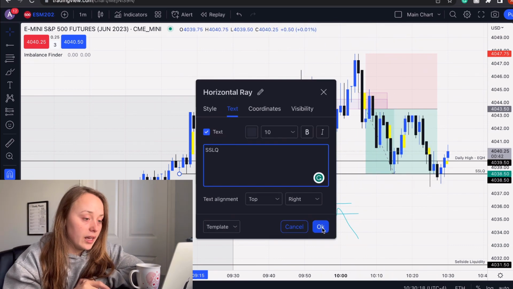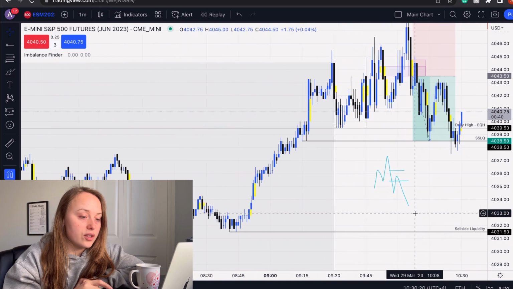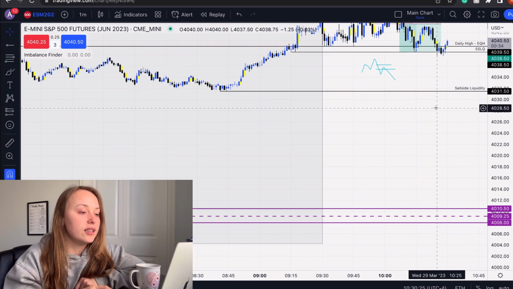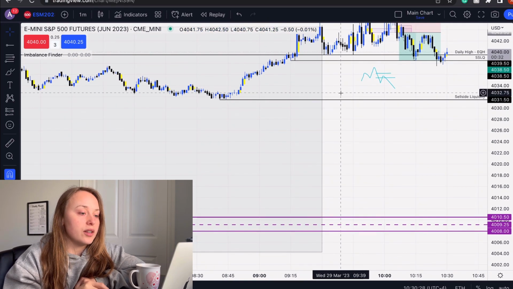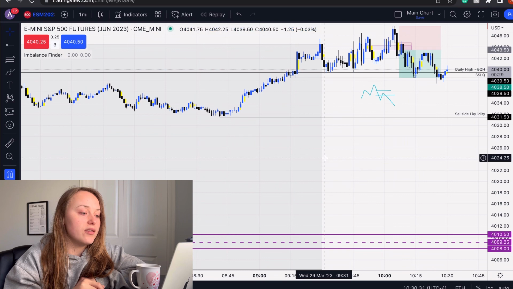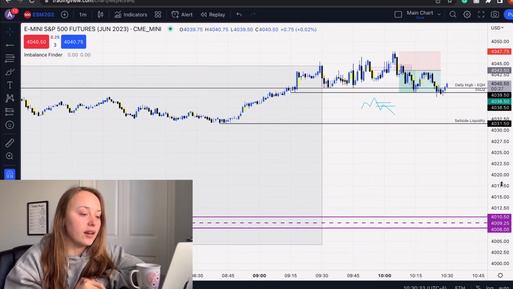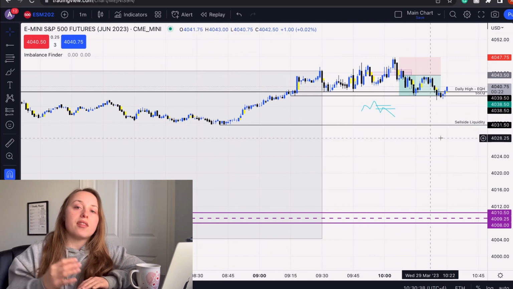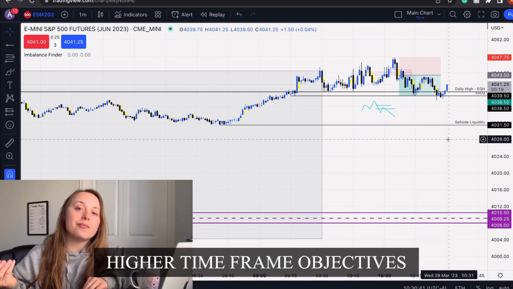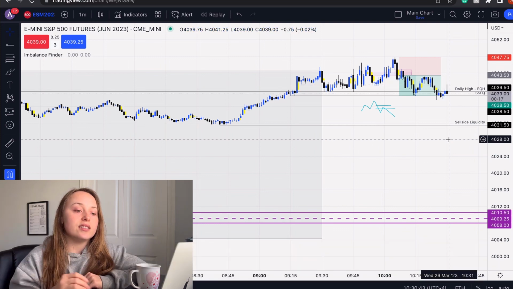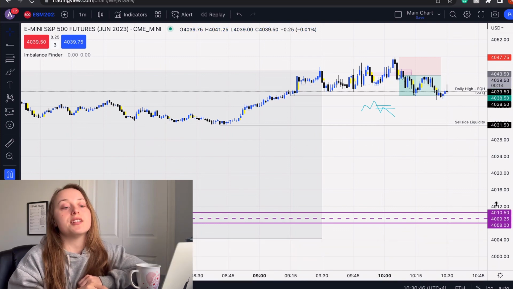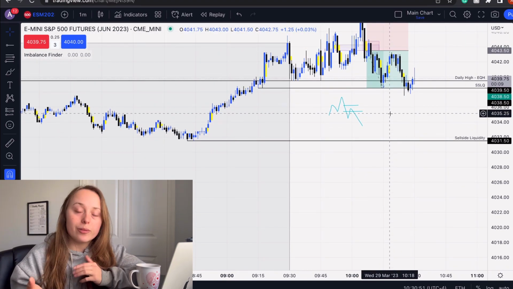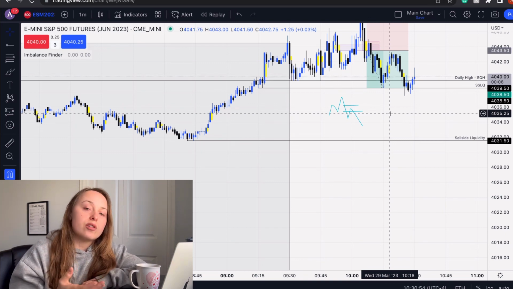target, which would be to fill in this opening range gap here, because we opened way higher. Even to get to 50% of it would be a good target, or even just below these lows right here. So with the higher time frame objectives, it's easier to take trades and to be confident in the fact that they should potentially go to your targets.